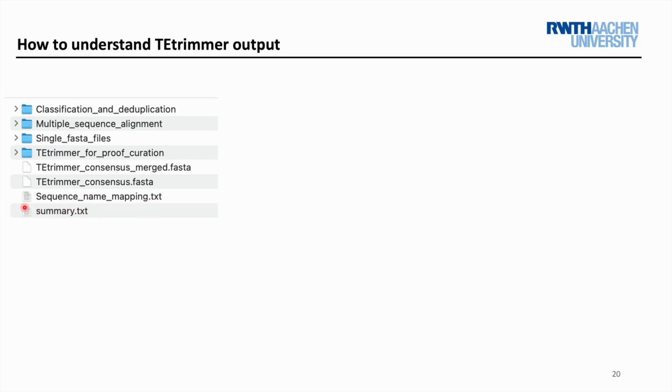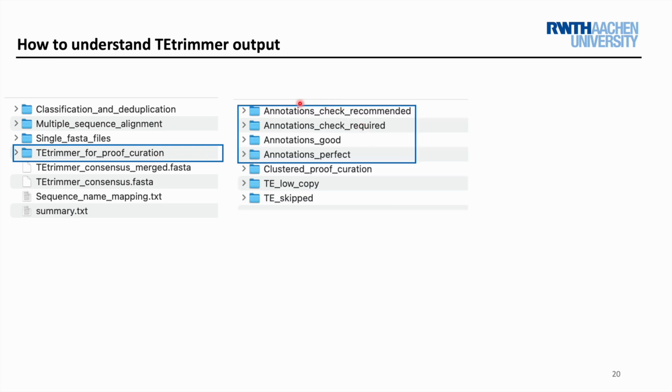And then the summary file. In the summary file, you can find, after TEtrimmer analysis, how many plus numbers were found, if the LTR exists or TIR exists, and what the evaluation results are. Then come to the TEtrimmer for proof curation folder. We click here, it will show you several folders again. You can see some folders begin with annotations. It's perfect, good, check recommended and check required. And one is called cluster proof curation, and then low copy and skipped.